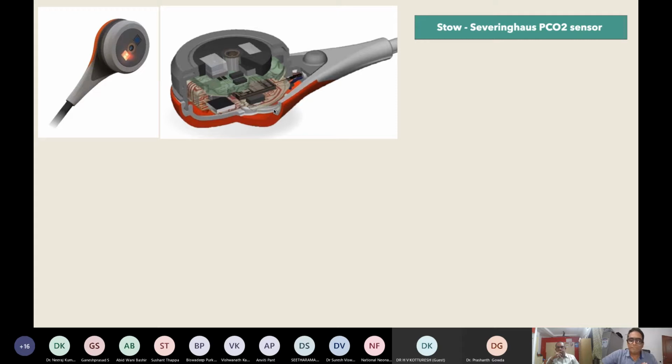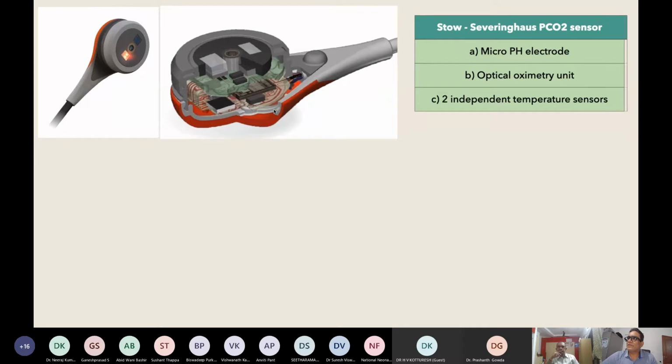So whenever you're buying a CO2 sensor, you have to ensure that it has a Severinghaus CO2 sensor, which has a micro pH electrode. It has an optical oximetry unit and 2 independent temperature sensors, and it automatically calibrates the sensor. So these are the 4 things that are essential in your transcutaneous CO2.